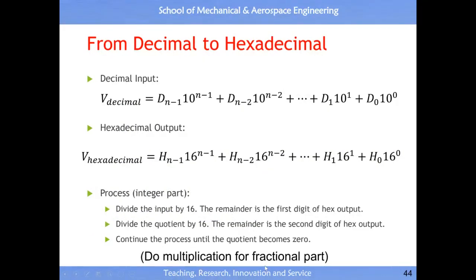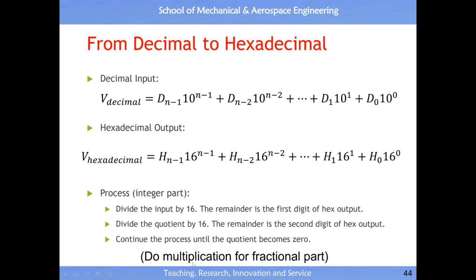So actually the procedure is similar to the case of a conversion from decimal to binary. You see the procedure: divide the input by 16 instead of 2. Then we have a remainder. The remainder gives us the first digit, the digit at position 0, of the hexadecimal number as output. Then we continue: we divide the quotient by 16, and the remainder is the second digit, etc. Repeat this process until the quotient becomes 0.